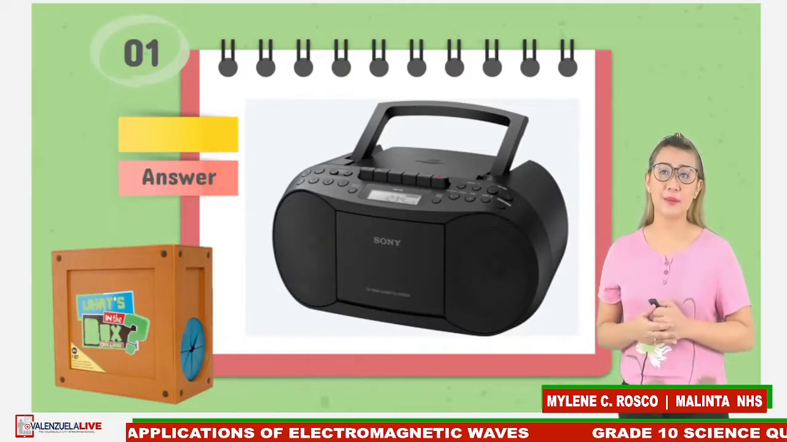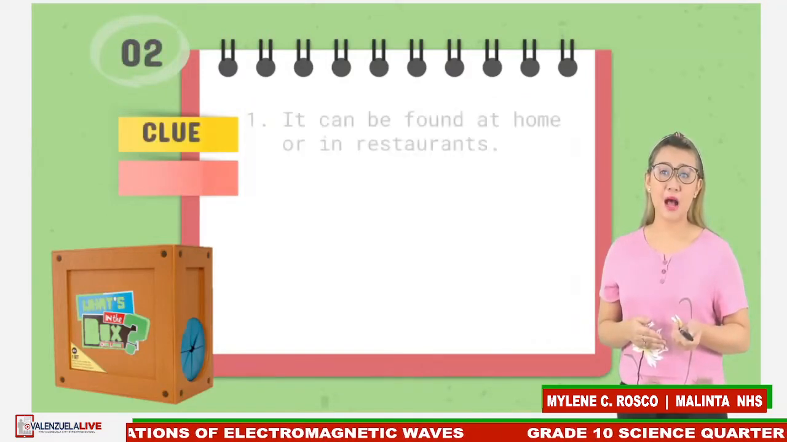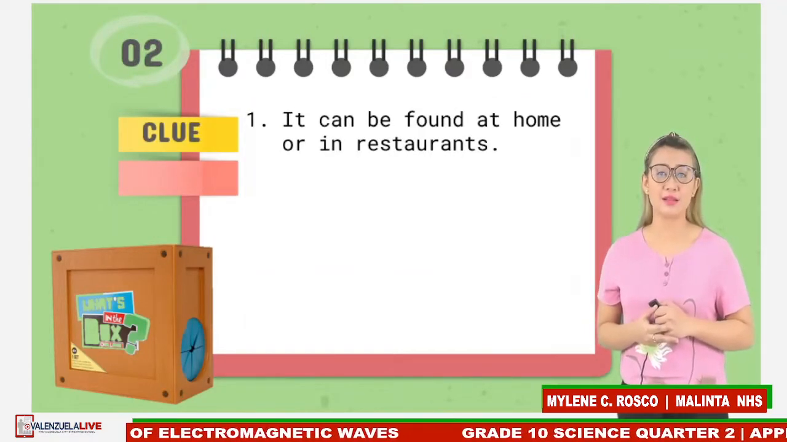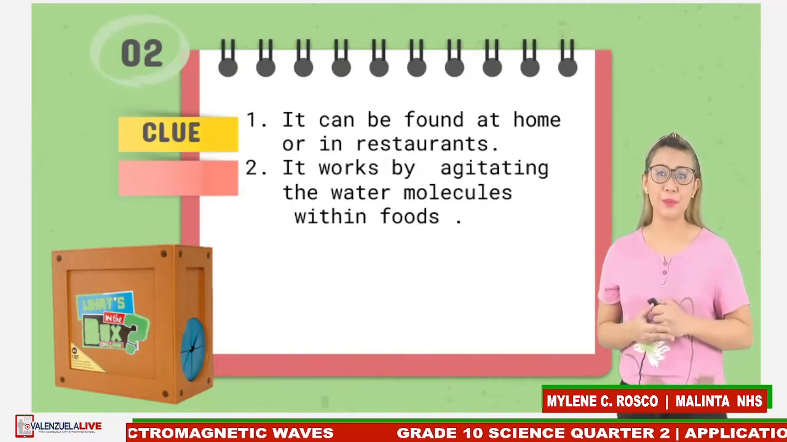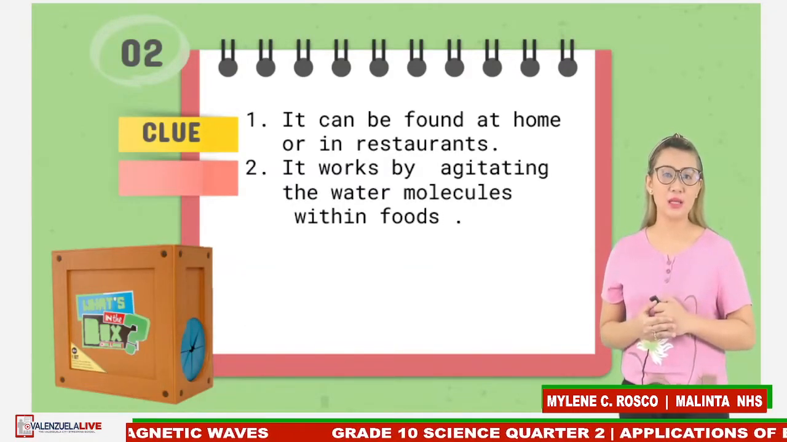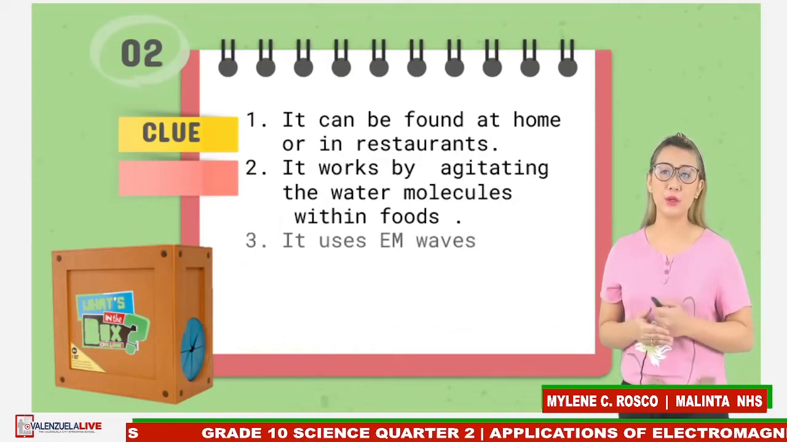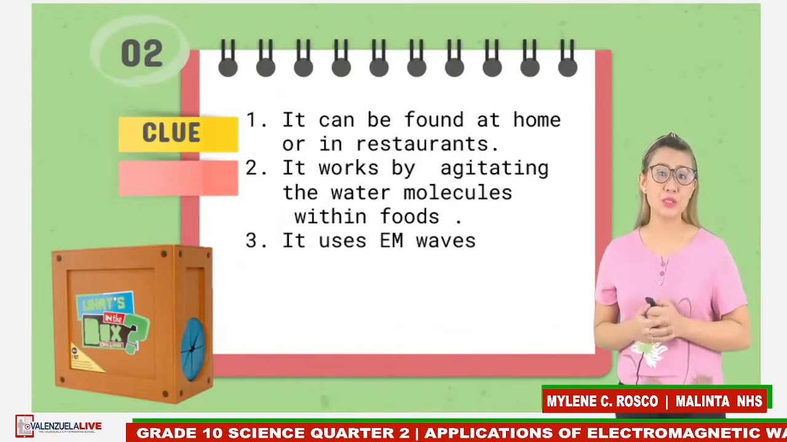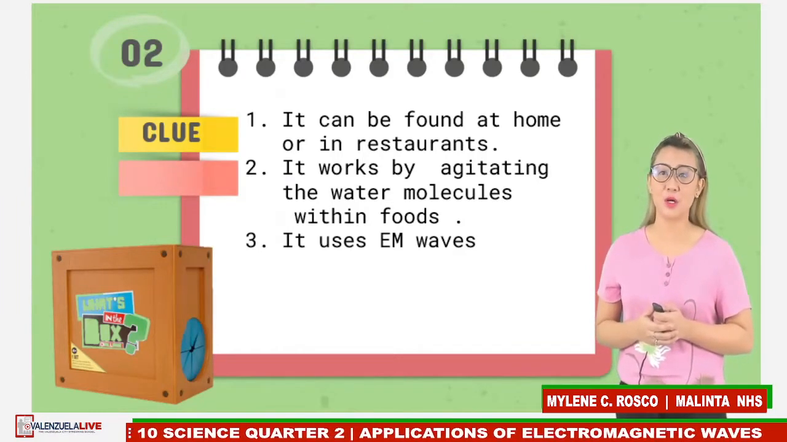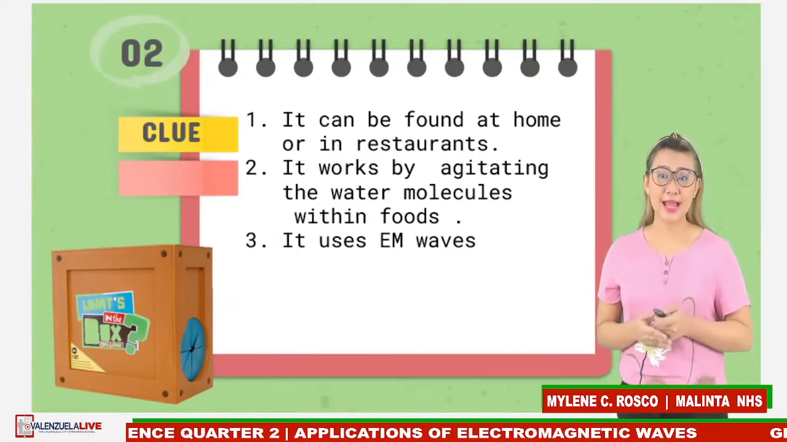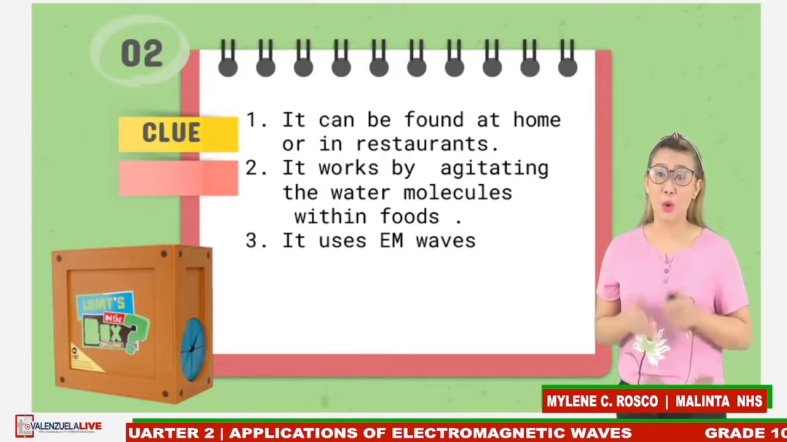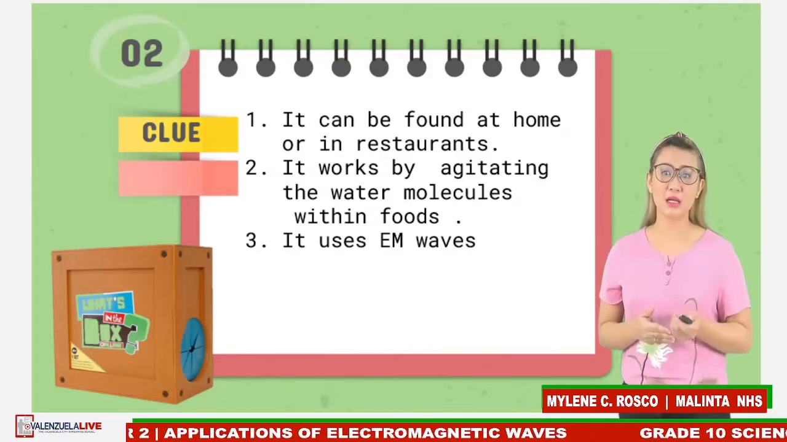Second item. It can be found at home or in restaurants. Second clue, it works by agitating the water molecules within foods. Third clue, of course, it uses EM waves to function. Key in your answer on the comment section. What's in the box? 10 seconds, go.